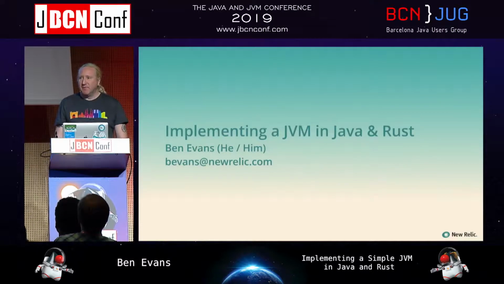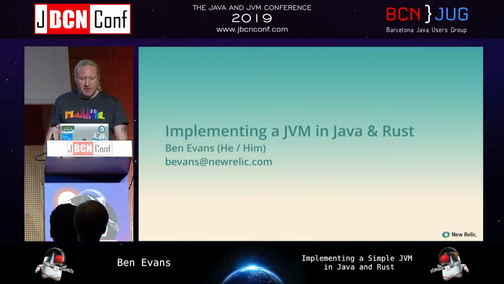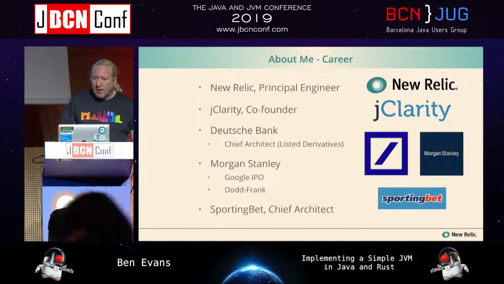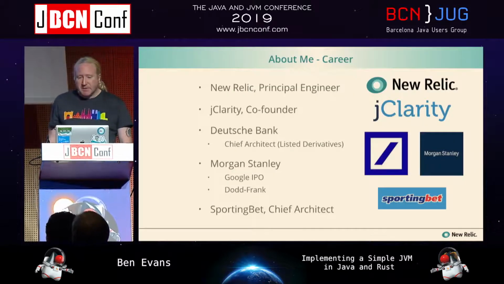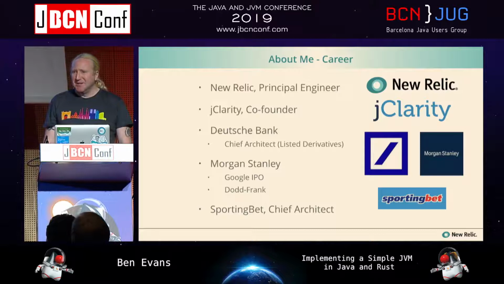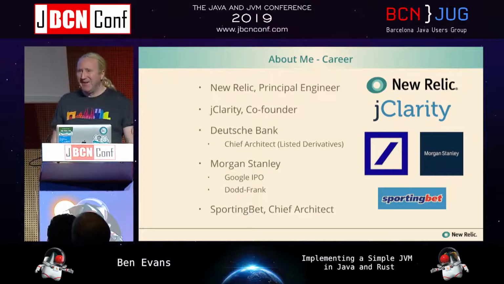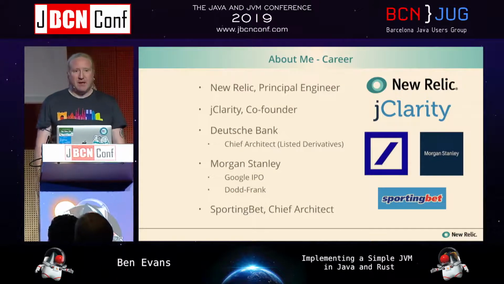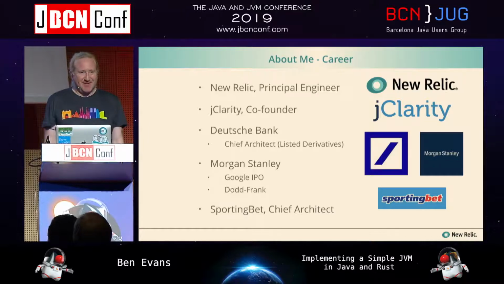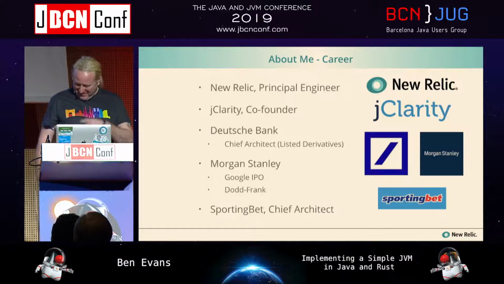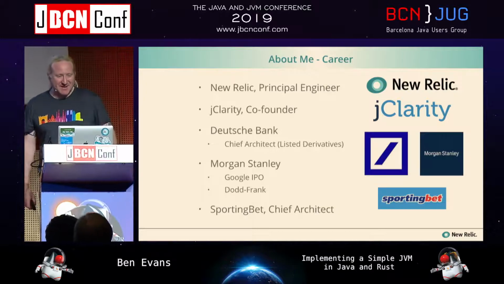It's called Implementing a JVM in Java and Rust. My name's Ben Evans, for folks that don't know me, and I use he, him pronouns. So for just a quick rundown on some of the things that I've done over my occasionally unusual career, I'm currently principal engineer at New Relic, based here in Barcelona. Yay. So check out my Barcelona t-shirt, which has got all of the landmarks from various places in BCN.